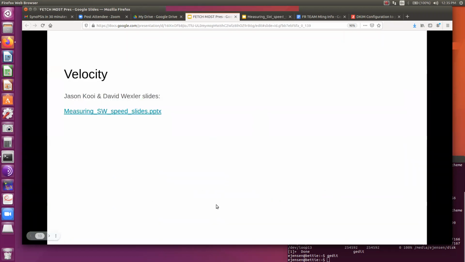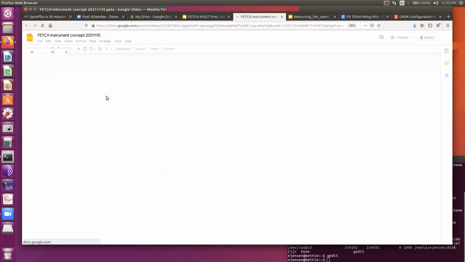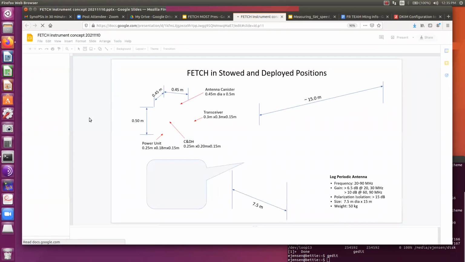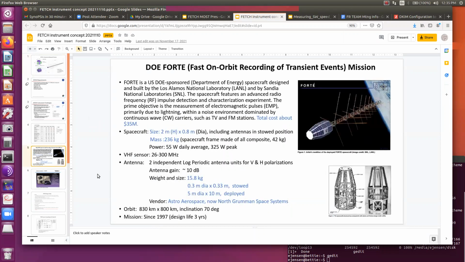Okay, so let me go back here. All right, the instrument. Okay, so I've been talking about all these wonderful measurements that we'll be making. Let's talk about the instrument. You want to fly an instrument that has got some history to it. And what has already flown before is what's called the Forte mission.